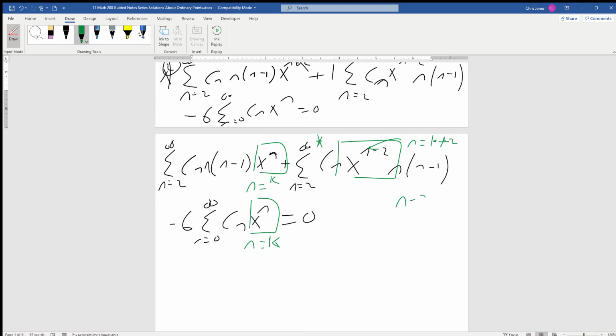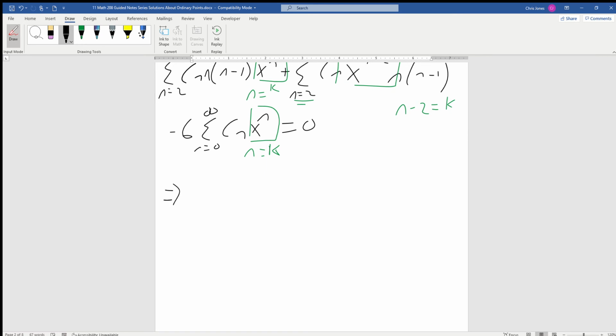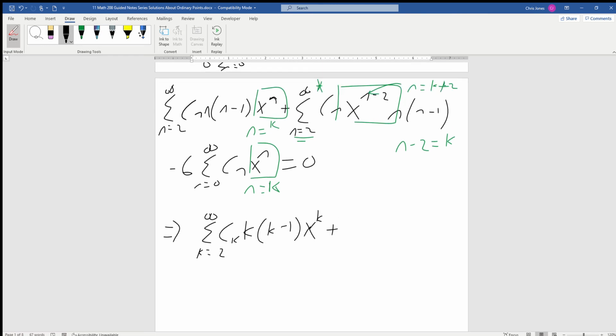The other thing we have to remember is that n minus 2 is equal to k, because that's going to change the lower bound, just like it did in the other series. So now we get the series k equals 2 to infinity, c sub k, k minus 1, x to the k. This is the only series that's truly going to change more than any other one. Notice we have n minus 2 equals k, so 2 minus 2 gives us n equals 0 to infinity. And in fact, it should be k equals 0 to infinity.